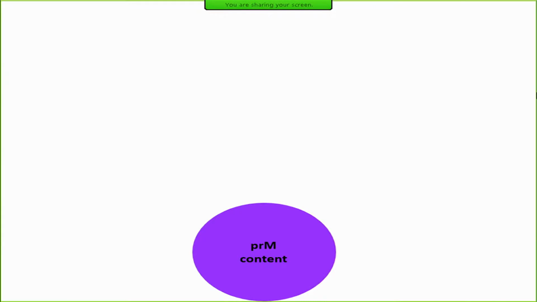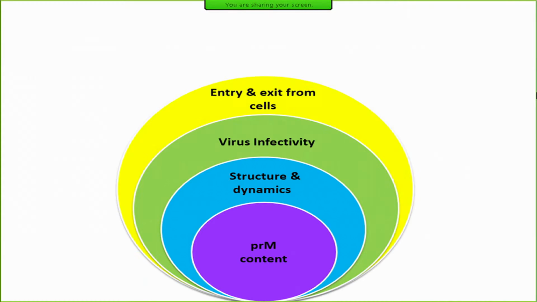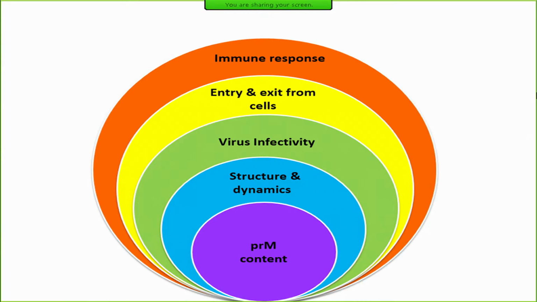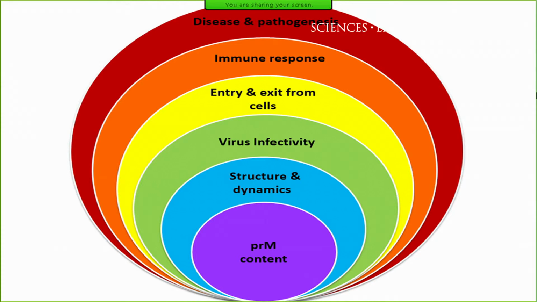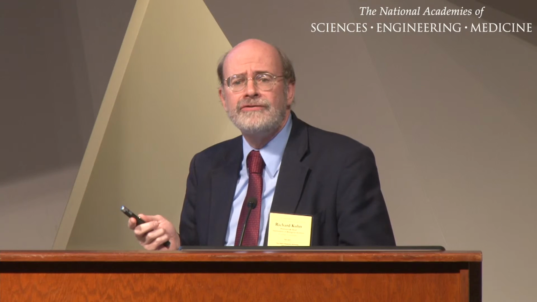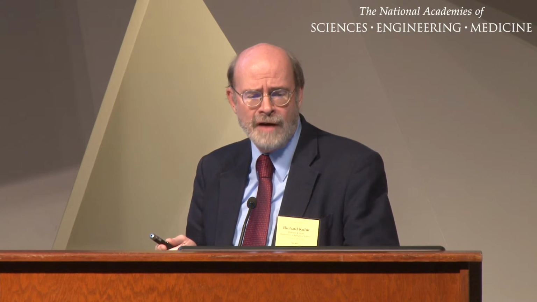Next slide, please. So this idea of maturity involves the amount of prM and the host cleavage of this molecule. That influences the structure and another aspect that I didn't have time to talk about, the dynamics of the virus particle. These completely affect the ability of the virus to infect cells. They influence the entry. They also influence the exit of the virus from cells. This repertoire, this diversity of virus particles has a huge impact on the immune response, and also, we predict, has an effect on the disease and pathogenesis of the virus.